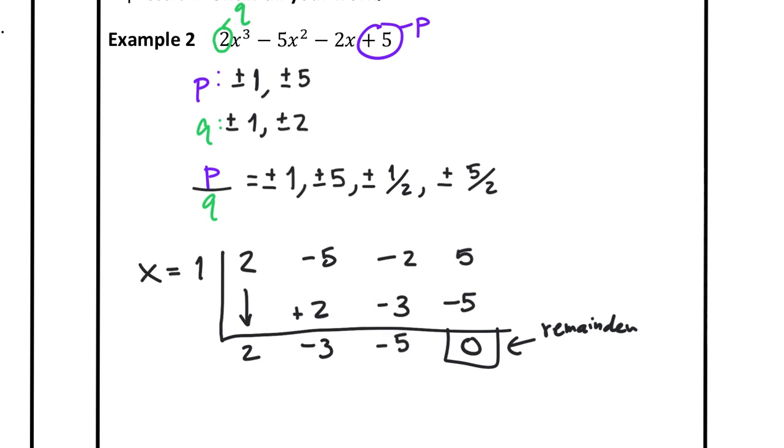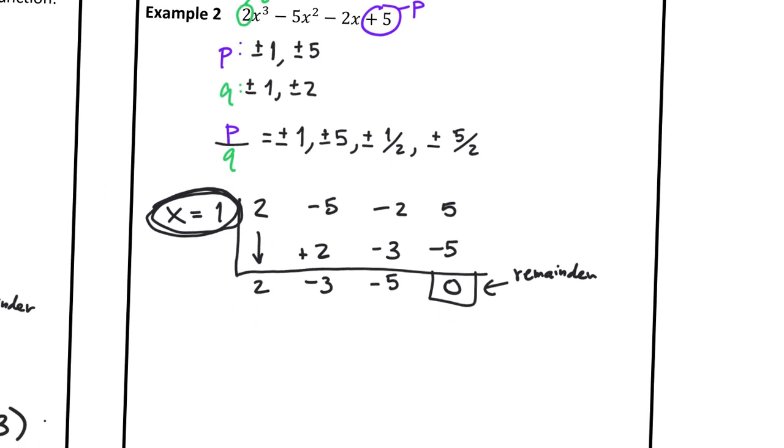Awesome. So x equals 1 is one of my answers. It's one of my x-intercepts. Okay, and same idea as last time. What did we do with the leftover values here? Since we said that the highest power was the power of 3, we're going to reduce that by 1, so the power of 2. So it's going to be 2x to the power of 2 minus 3x minus 5. Again, I'm using the 2 from here, the -3, and the -5.